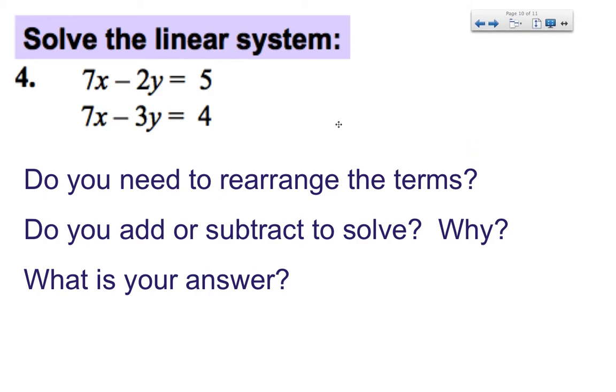Last example to try. Do we need to rearrange the terms? You shouldn't have to. The x's and the y's and the constants all line up. Now decide, should you add or subtract? Because all the signs are the same, meaning we have positive x's, negative y's, we are going to want to subtract. So we can have 7x minus 7x, so we eliminate that 7x. Make sure when you subtract a negative 3, it's actually going to be like adding 3y to this negative 2y. So keep that in mind when you solve. After you find an answer, plug them back in.